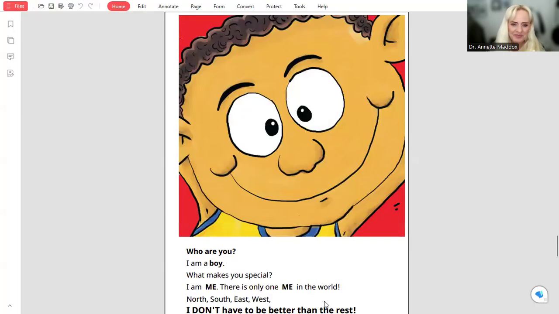Let's turn the page. And what do we see here? Is this an animal? No. This is a little boy.